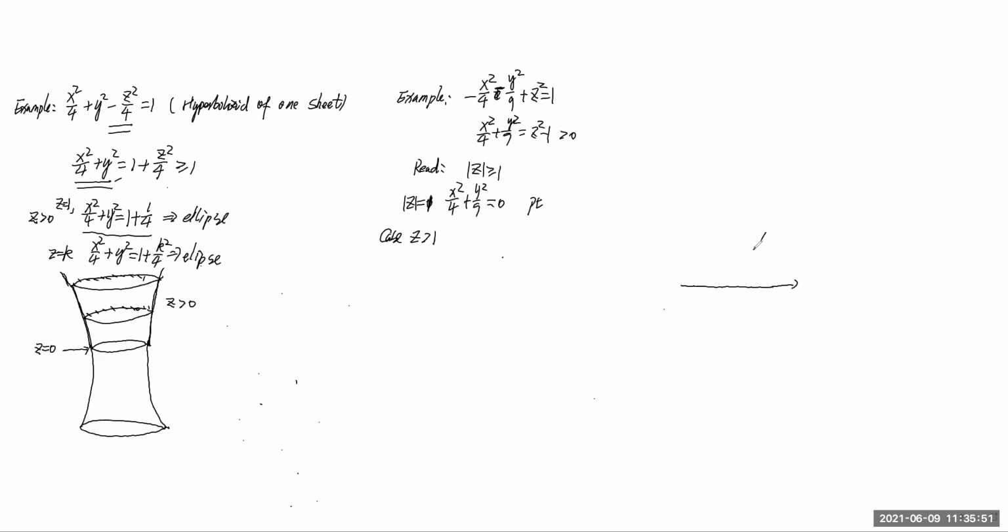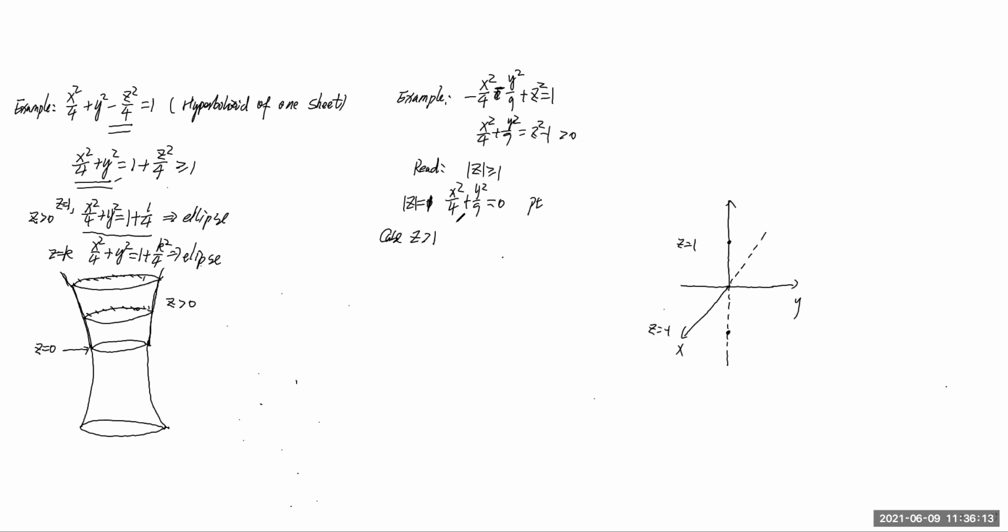So this is x, this is y, this is z. This is z equal to 1. Goes down. This is z equal to -1. We know when z equal to 1, it's simply a point. Right? Simply just a point.